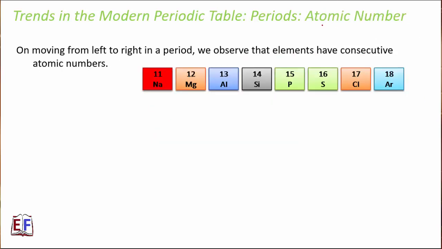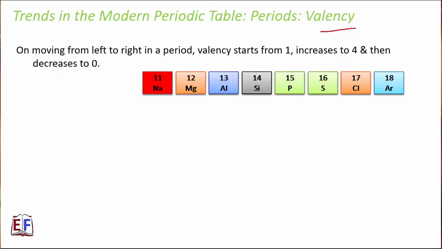Atomic number. On moving from left to right, we observe that elements have consecutive atomic numbers. If you look at this, sodium, magnesium, aluminium, silicon, phosphorus, sulfur, they are consecutive numbers. So in any period, the atomic numbers are consecutive numbers. Valency. On moving from left to right, valency starts from 1, increases to 4, and then decreases to 0. Now that is interesting. Let us take a look.